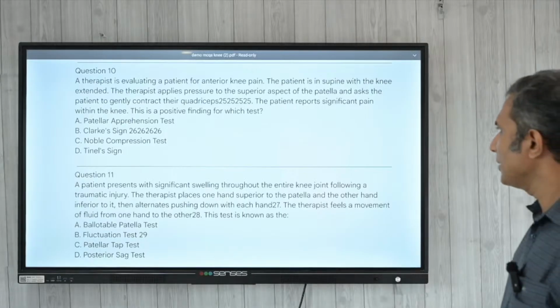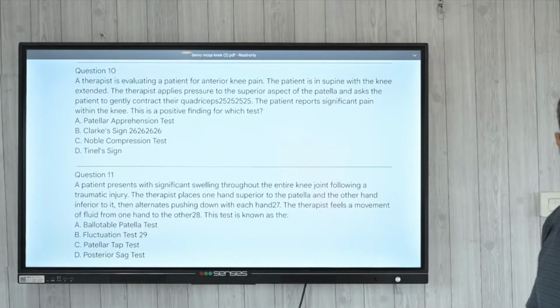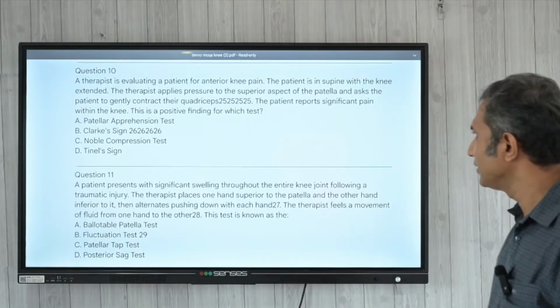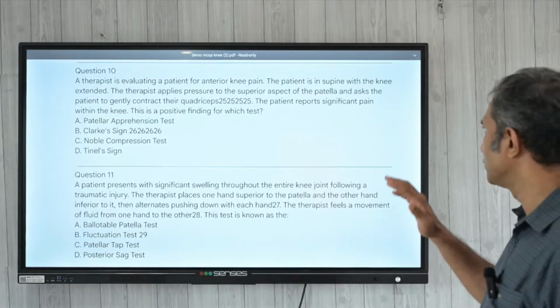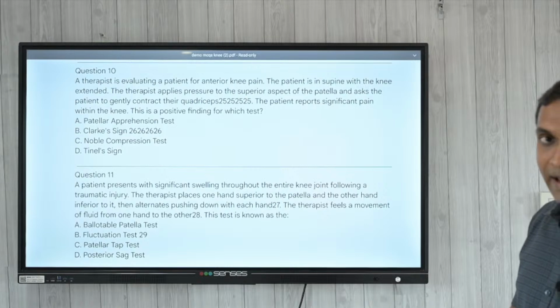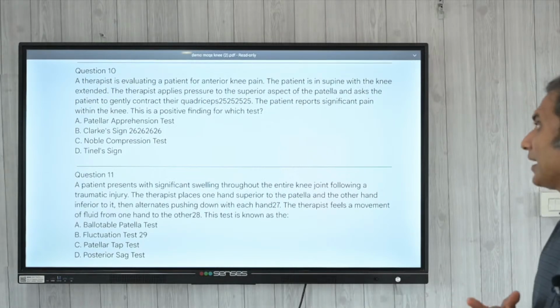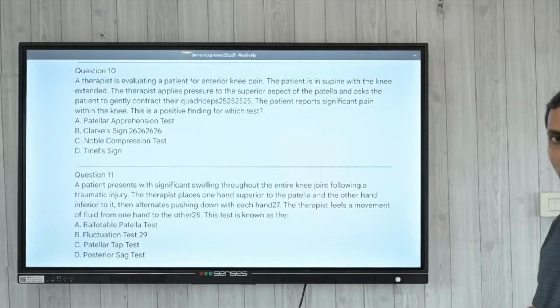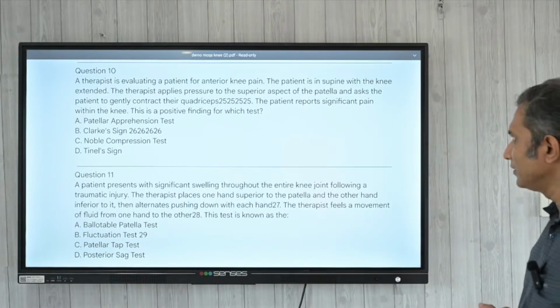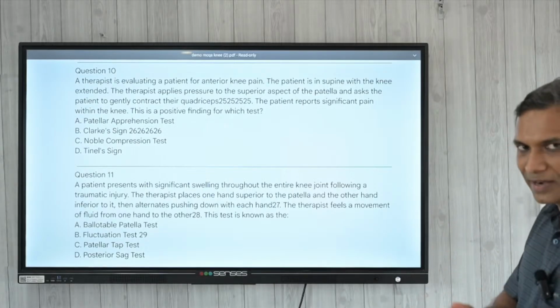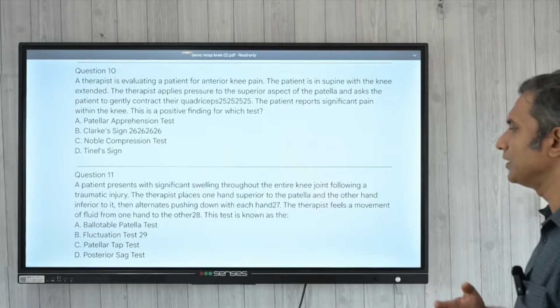Question 10. A therapist is evaluating a patient for anterior knee pain. The patient is in supine with the knee extended. The therapist applies pressure on the superior aspect of the patella and asks the patient to gently contract the quadriceps. The patient reports significant pain within the knee joint. So this is a positive finding for which test? We have been told anterior knee joint pain, and we are pressing the patella and asking to contract firmly. So this should give you the hint for the choice.